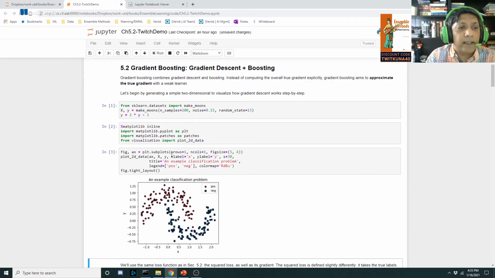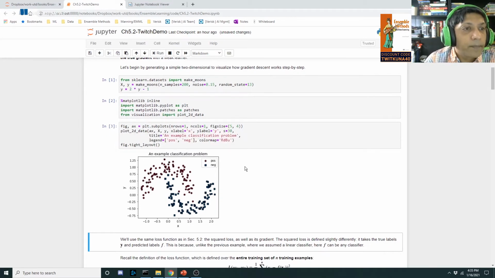So this is essentially a simple two-dimensional data set. I've created a data set of 200 points. It's a binary classification problem. There's some noise, so you can see that there's a bit of spread over here between the positive and negative examples. And as you can see, this is not a linearly separable data set, because there is no straight line classifier that can fit this. So that is just not possible.